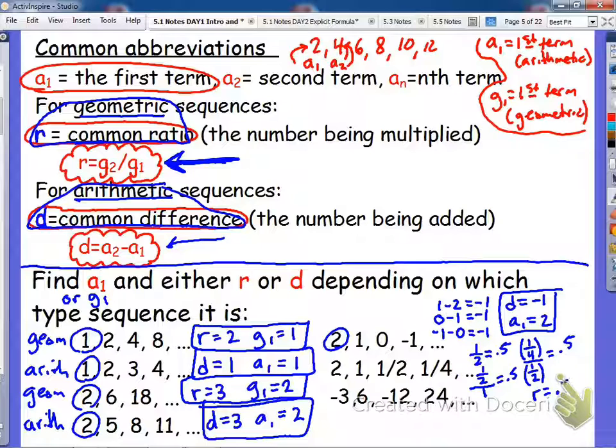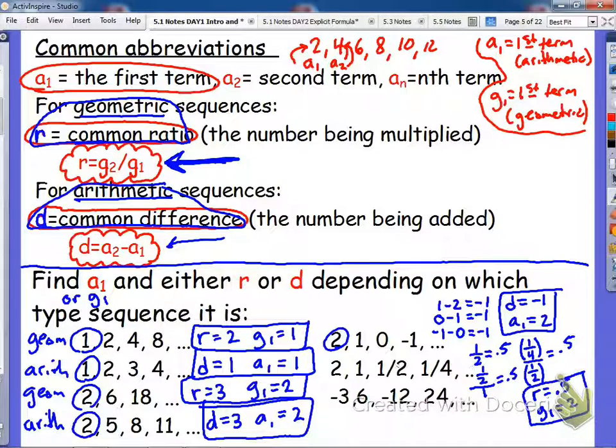0.5 or 1/2, however you want to say it. I'll go with 0.5. I'm cool with that. And then the very first term, g subscript 1, is 2. The common ratio was 0.5. The first term was 2.